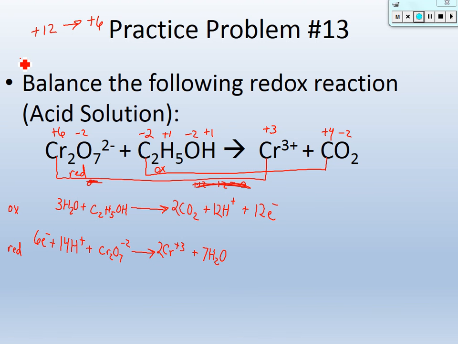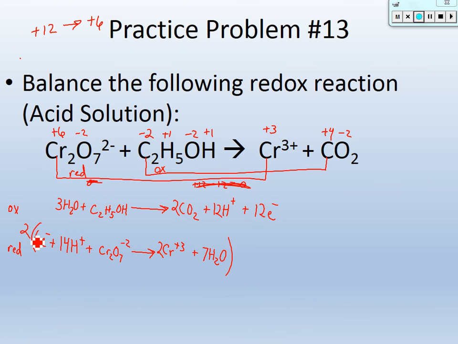That's step 5. Let's go to step 6 then. Make the number of electrons equal on both half reactions. I've got 12 electrons on the top one and 6 electrons on the bottom one. How can I make them equal? Yeah, the lowest number that both 12 and 6 will go into is 12. So let's make this bottom one go to 12 electrons.